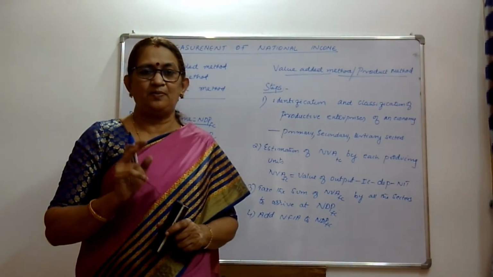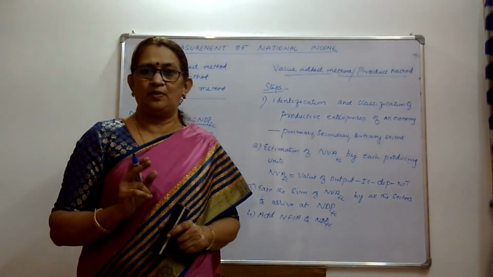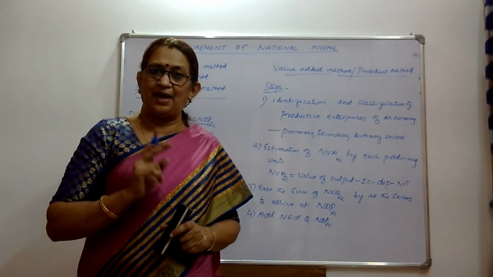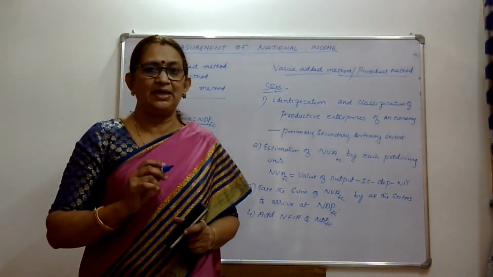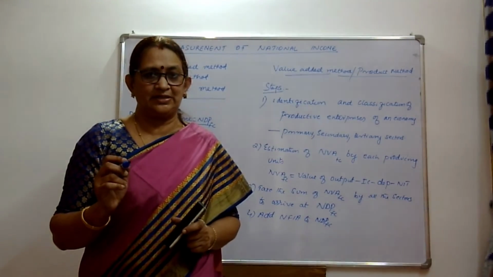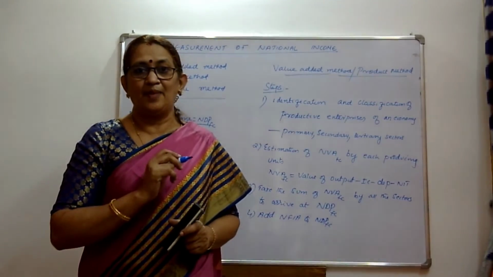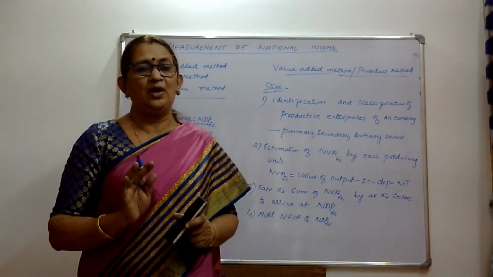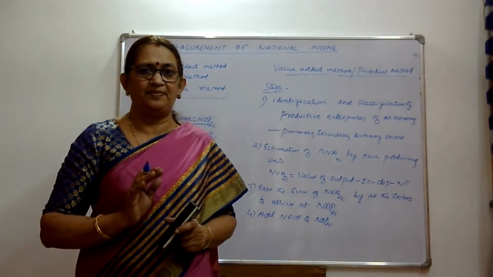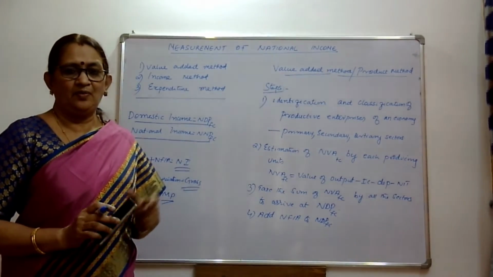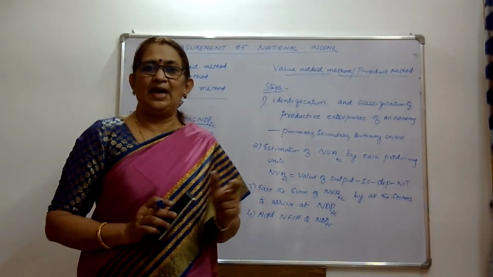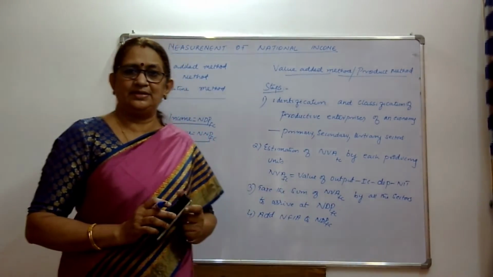So, factor cost plus net indirect tax is equal to market price. Market price minus net indirect tax is equal to factor cost. Domestic income plus NFIA is equal to national income. National income minus NFIA is equal to domestic income. This is to be kept in mind while calculating national income. Now we will continue with the value added method numericals.